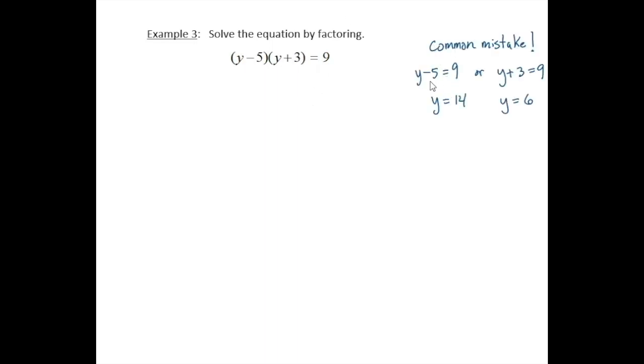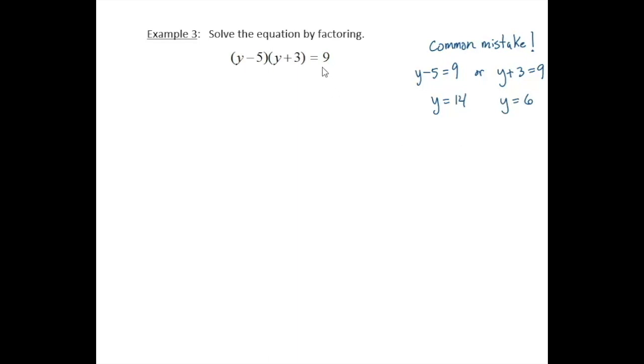If we did this, y minus 5 equals 9 will give us y equals 14, and y plus 3 equals 9 will give us y equals 6. But it's easy to see that these will not be solutions. If we plug 14 into this equation, we will get 9 in the first factor, but we'll get 17 in the second factor. And 9 times 17 will not equal 9. And the same thing will happen when we plug in y equals 6.